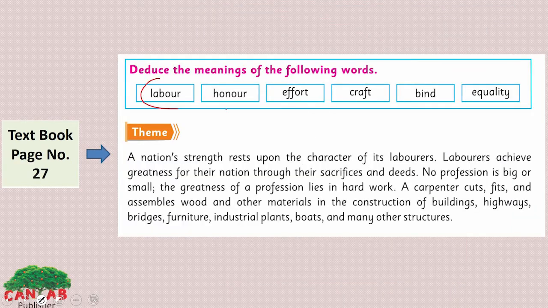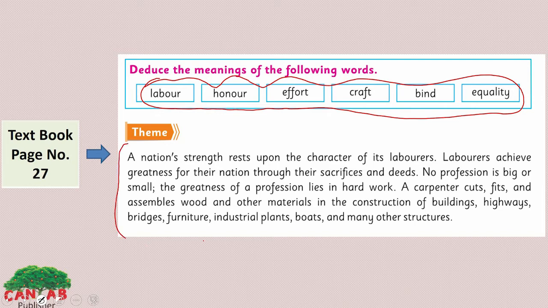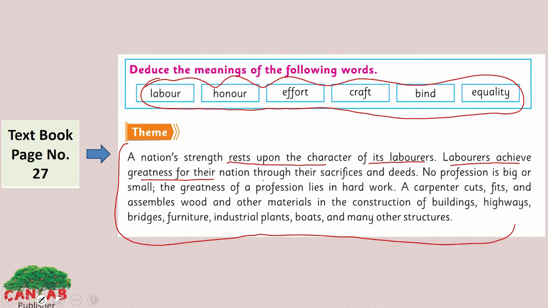You have to deduce the meaning of the following words. I want you to find the meaning of these words from the dictionary. Look at the theme of the poem. A nation's strength rests upon the character of its laborers. Laborers achieve greatness for their nation through their sacrifices and deeds.